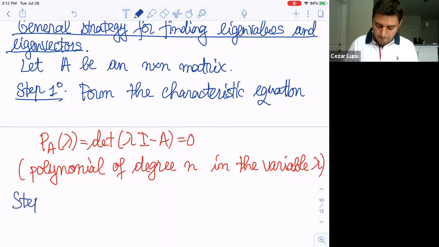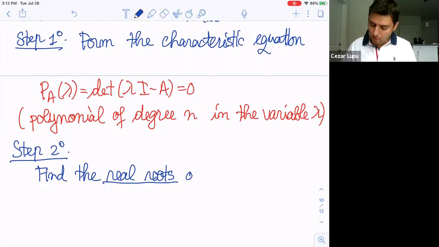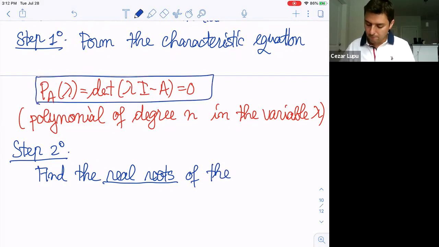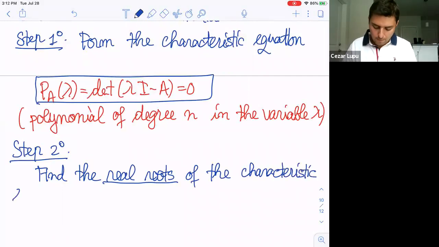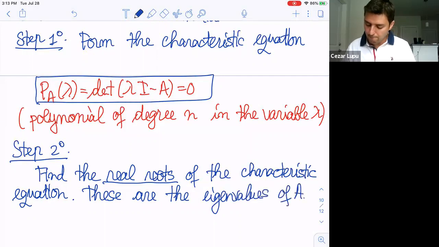Step 2: find the real roots of the characteristic equation. So the characteristic equation is the one above here. These are the eigenvalues of A, right?